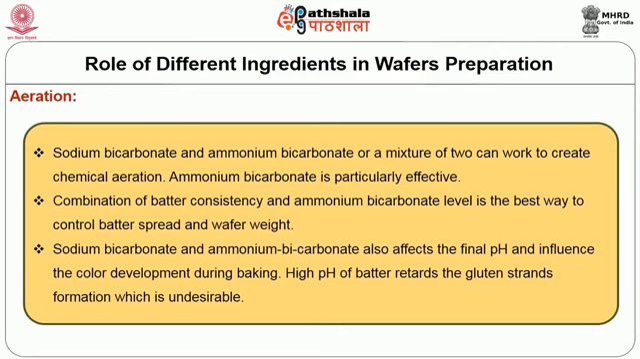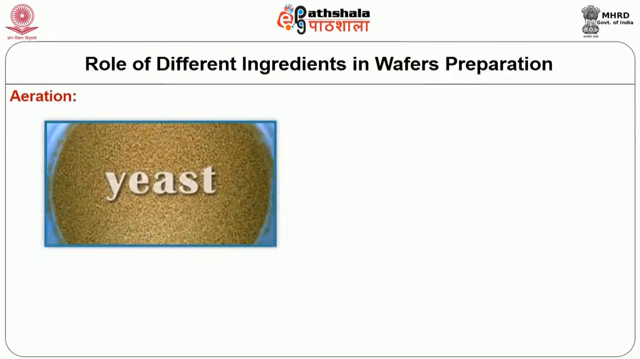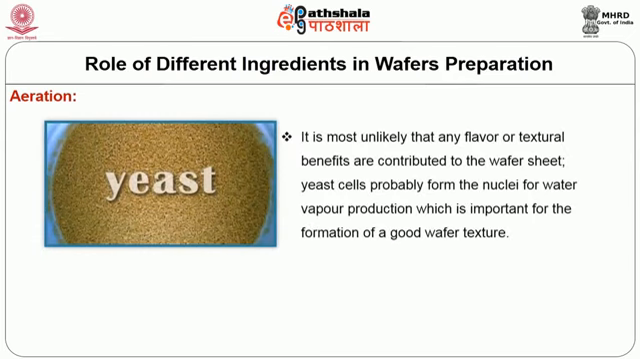High pH of batter retards gluten strand formation, which is undesirable. Yeast is added as a means of aeration. It is most unlikely that any flavor or textural benefits are contributed to the wafer sheet.